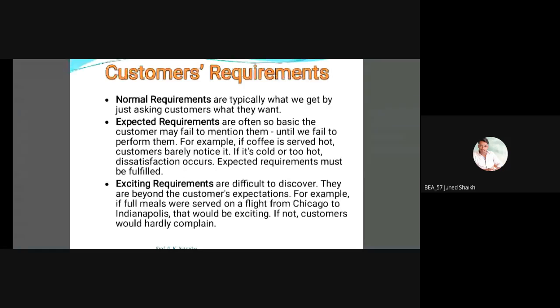Now, exciting requirements are difficult to discover. They are beyond the customer's expectation. For example, if full meals were served on a flight from Chicago to India, that would be exciting. If not, customers would hardly complain. So this is nothing but exciting, more than the requirement.